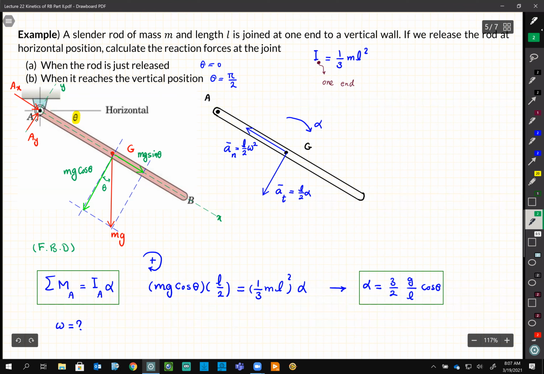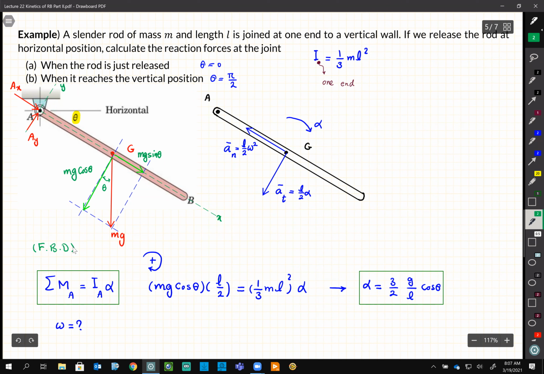So we have AX and AY, and as you can see, I just assume the directions are positive. If we get a negative number at the end, that's okay, because the direction is just going to be changed, but the magnitude will be the same. And weight is a vertical force, mg. We break it down to its components, mg sine theta and mg cosine theta. As simple as that. This is the free body diagram.